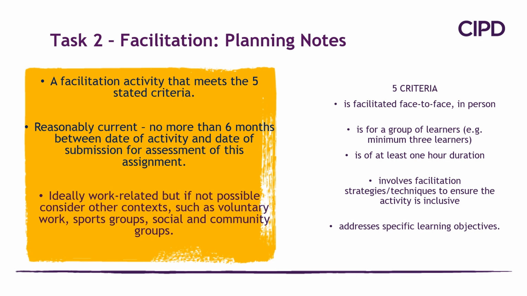So let's just unpick those instructions a little bit more, just to help with planning. The main instruction, the main criteria, and the crunch of this whole activity is that your facilitation meets the 5 stated criteria. They're the ones we've just gone through on the previous slide and that are stated there on the right hand of this slide. So the facilitation must be face-to-face, must be for a group of learners, must be of at least 1 hour, must involve those techniques, and must address specific learning objectives. That's the main thing. The facilitation activity must meet those criteria.